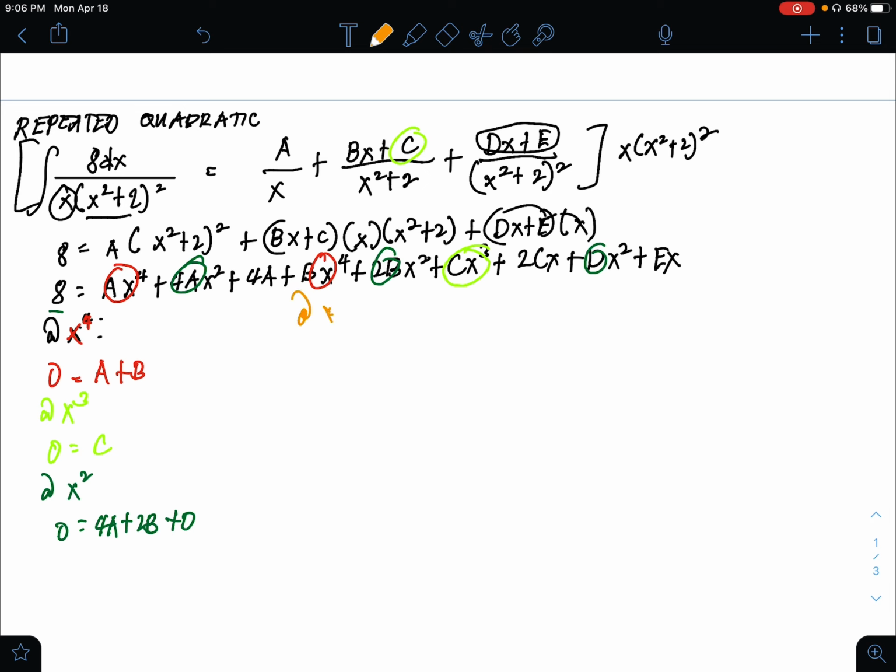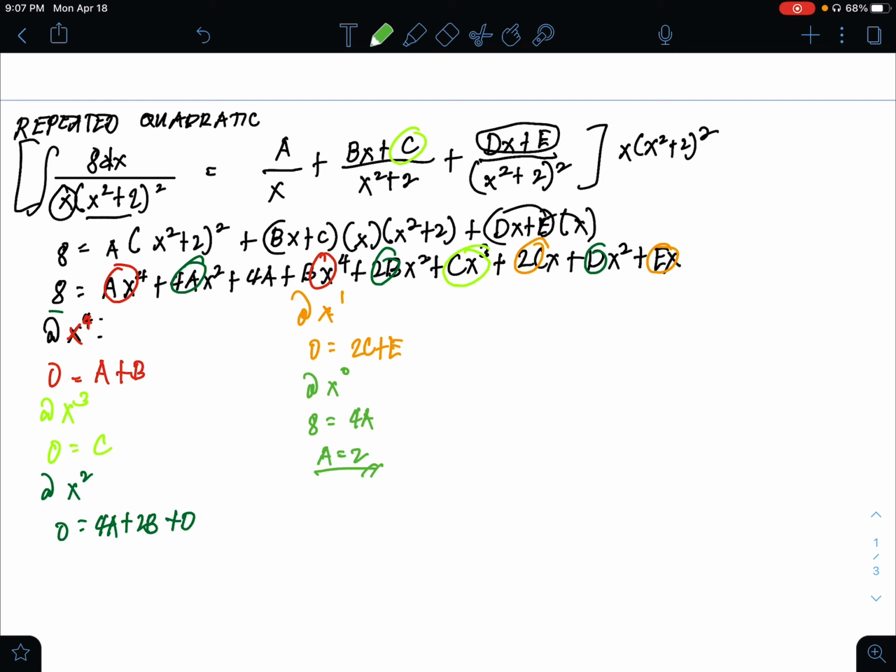Then, at x to the power of 1, we also have 0 on the left. Here we have 2c plus e. And then, the last one is at x to the 0, where we have 8 on the other side, and here we have 4a. Oh, there is also the e. Where is the e? It is here at the x in orange. Okay, so just 4a? Okay, so therefore we get that a is equal to 2.